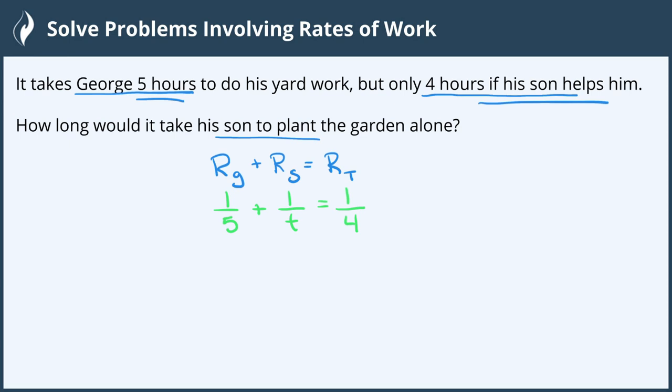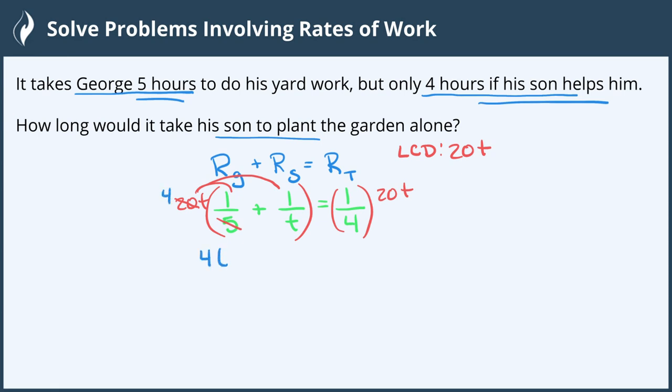Now we have our equation set up, we can solve for T by multiplying everything by the lowest common denominator. The lowest common denominator with 5t and 4 is 20t, and we'll multiply that to both sides. On the left side, we'll have to use the distributive property, and we get 20t times 1/5. The 20 divided by 5 is 4, so we end up with 4t. Then we have 20t times 1/t. The t's will cancel, and we're left with positive 20, because 20 times 1 is 20.